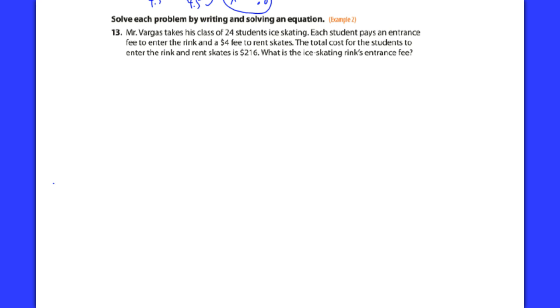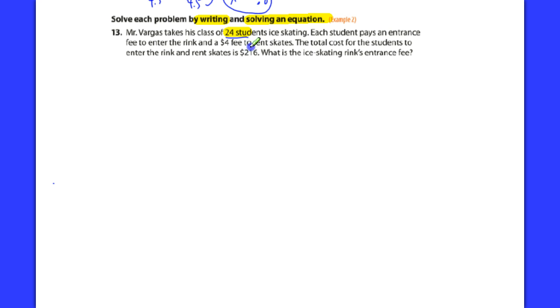The directions on 13, notice that it says solve each problem by writing and solving an equation. So we're going to write and solve an equation. The process to do that always begins by looking at what it is that you're trying to solve for. So let's read number 13 quickly. Mr. Vargas takes his class of 24 students ice skating. Each student pays an entrance fee to enter the rink.